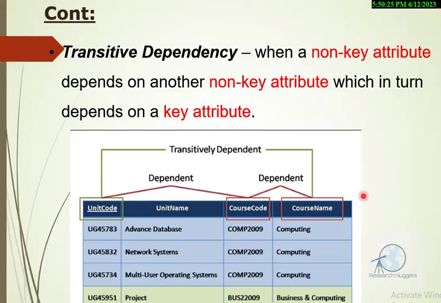We have this particular table, in which you can see that the course name is dependent on the course code. However, because our relation has the unit code as our primary key, you also see that the course code is dependent on the unit code. So we can say in this given case that the course name is transitively dependent on the unit code, because course name depends on course code, which depends on unit code. So you can say that unit code transitively determines the course name.